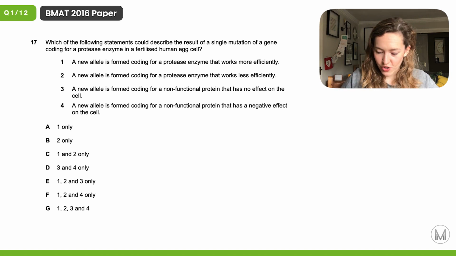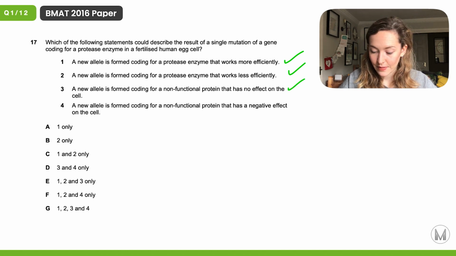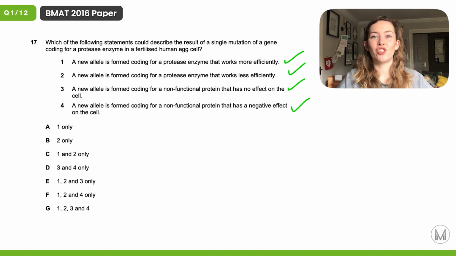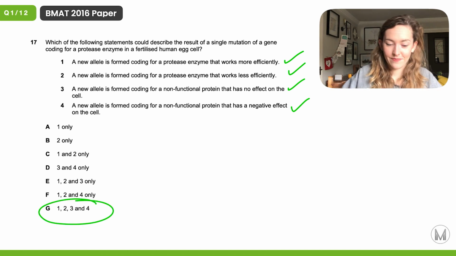So statements 1 and 2, from what we've just talked about, definitely could happen. Statement 3, a new allele was formed coding for a non-functional protein. Again, we're talking about proteins that have no effect on the cell. And then we could have something that has a negative effect. Okay, so remember that a mutation can occur due to substitution, deletion, or addition of those bases. And that can lead to a non-functioning or a functioning or a dangerous protein being made. Therefore, our answer is G.